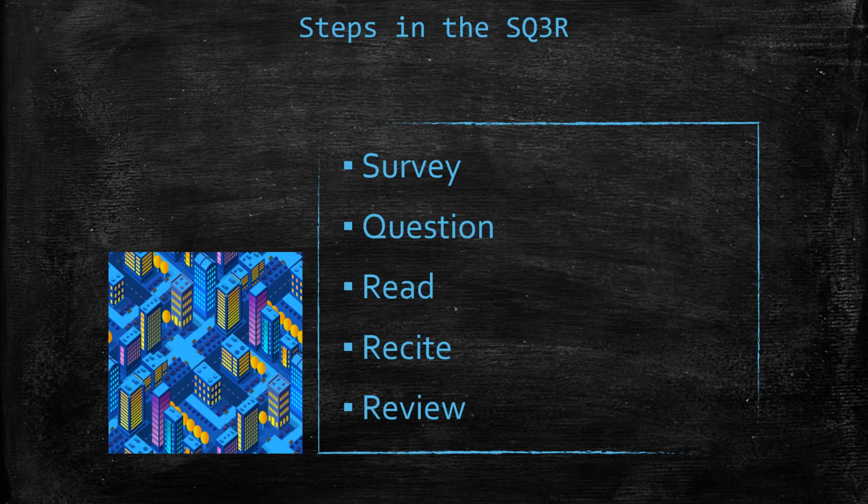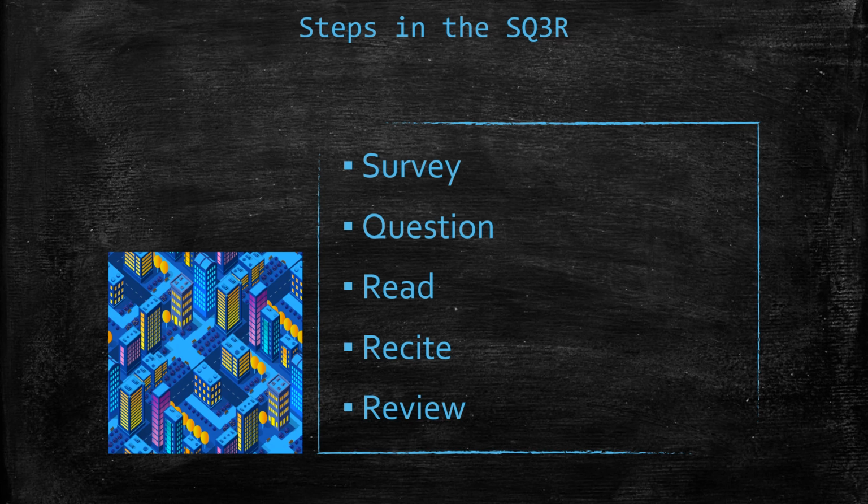The first R is for read. In this step, as you read each section, you need to search for the answers to your guide questions. When you find the answers, underline or mark the portions of the text that concisely state the information.